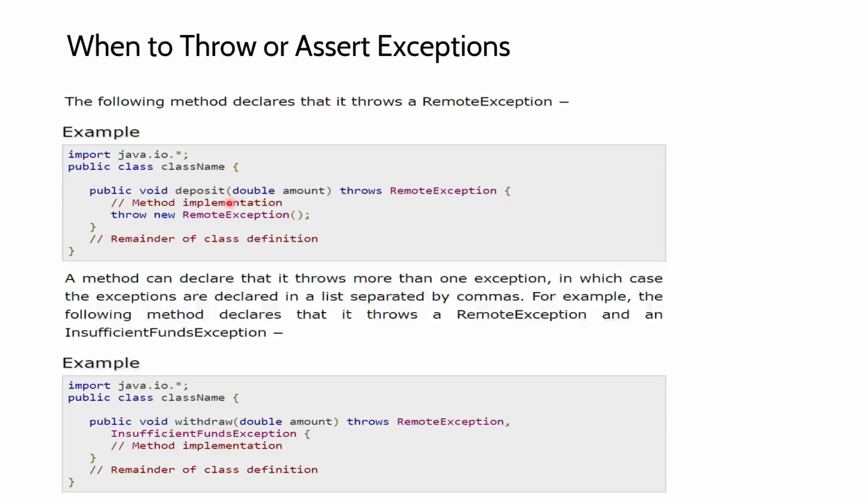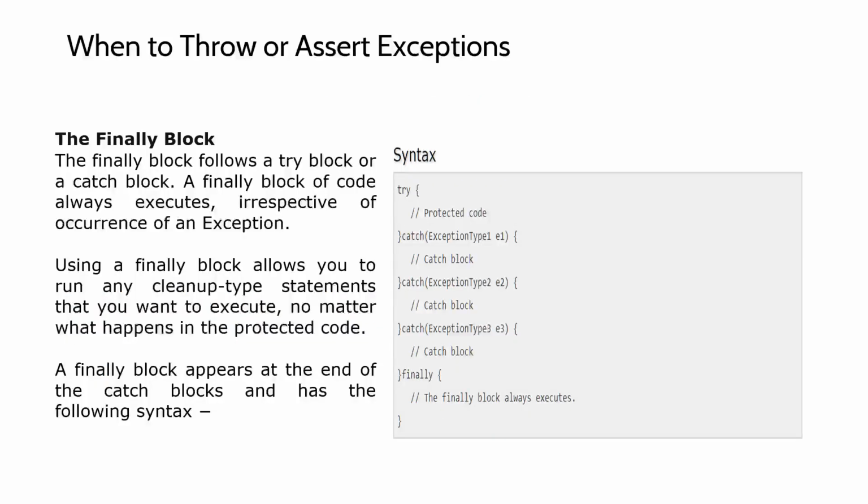In Java, methods can actually throw more than one exception. So we see here this method throws the remote exception. And if we take a look down here, this method, withdraw, throws the remote exception and the insufficient funds exception. Notice here with this method, the exceptions are in the header of the method, and they are in a comma separated list. So the two exceptions are separated by a comma.